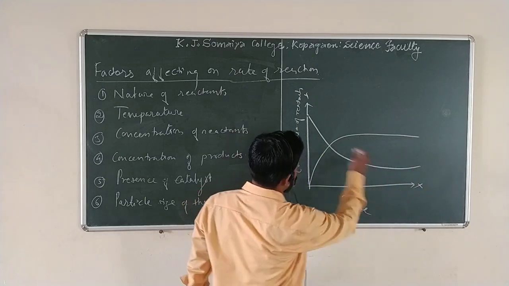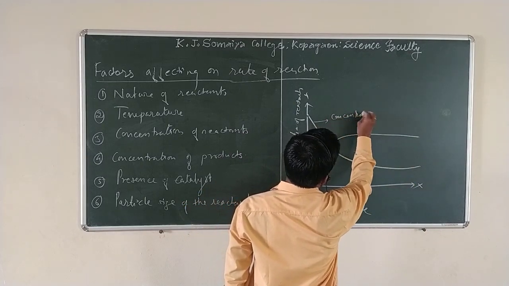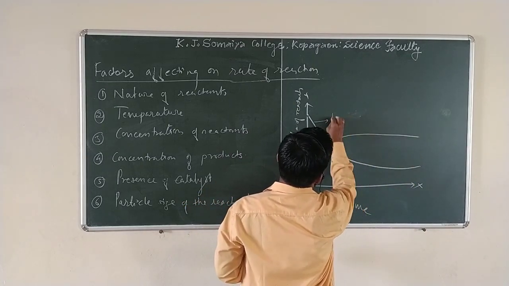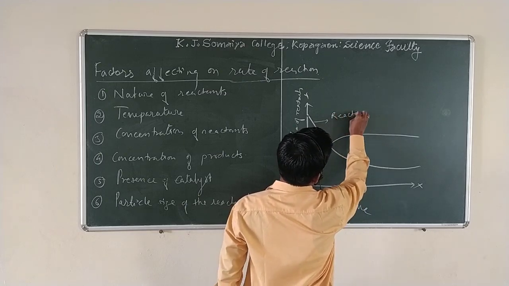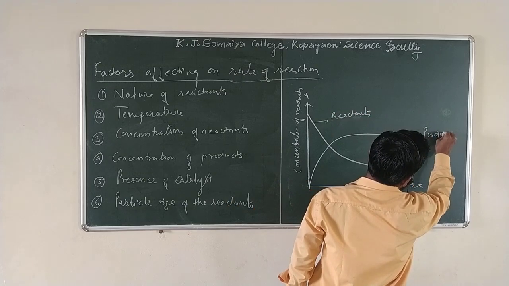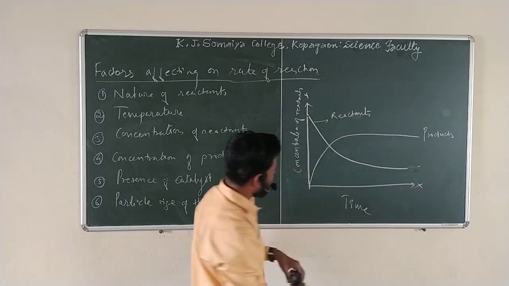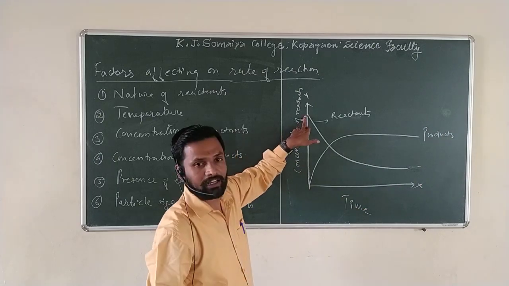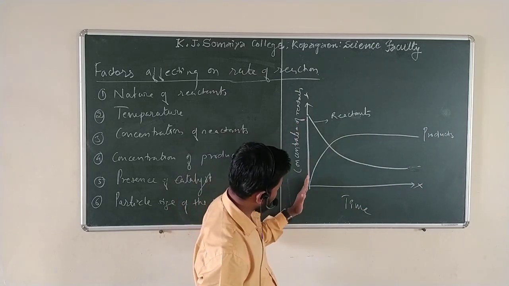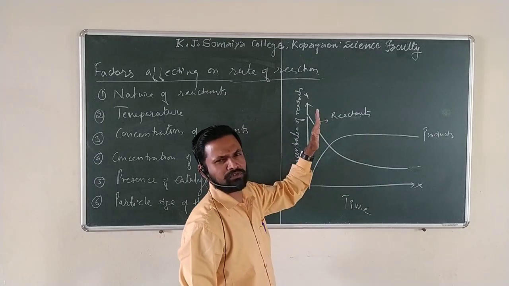Likewise, here is the reactant side, and here it will be the product or rate. Now see, what will happen? Initially the concentration of the reactant is very high. Now see the graph of the product, it increases steeply in the upward direction, which means the rate is very high.